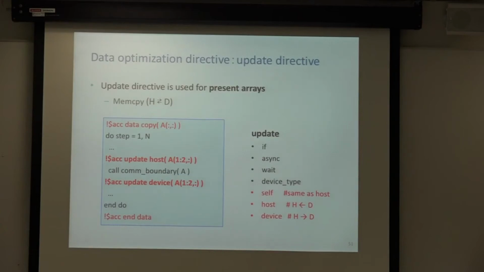Another data optimization directive is the update directive. The update directive is used for a present array. This is only memory copy, host to device or device to host.